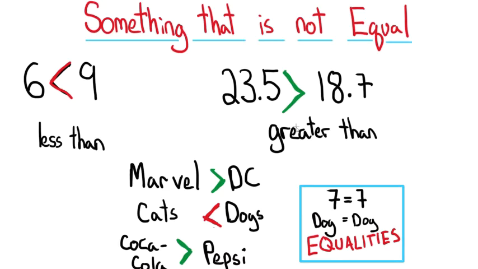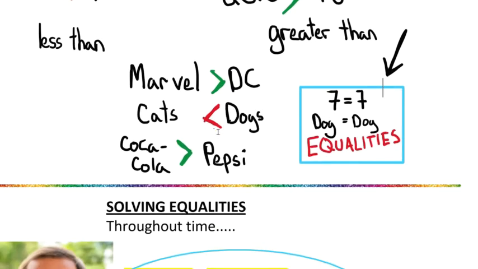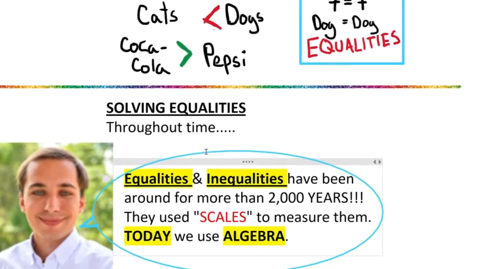But then we always have as well equalities. And that is any time that we have the equal symbol. So 7 equals 7, dog equals dog. So let's think about this when we're solving equalities.